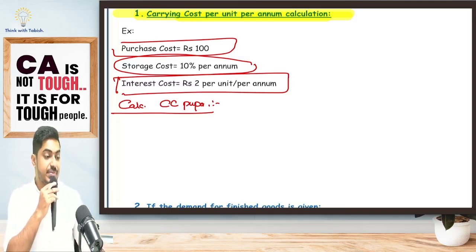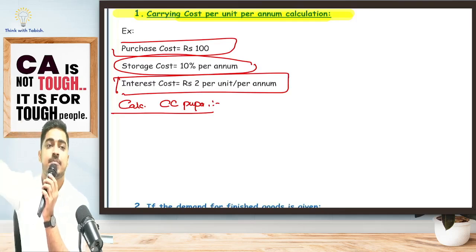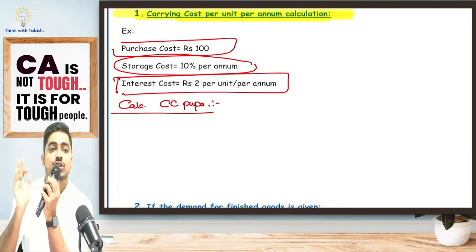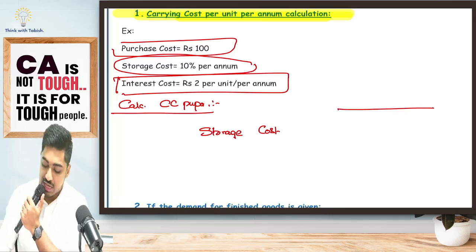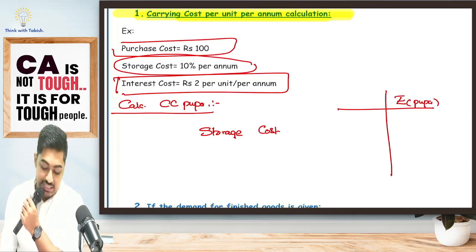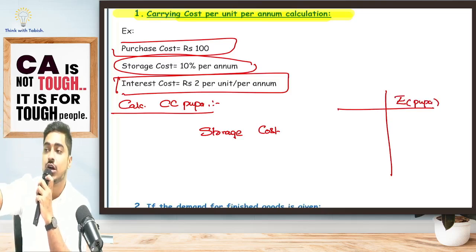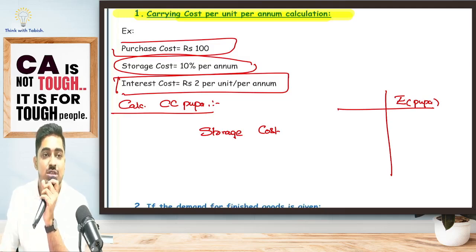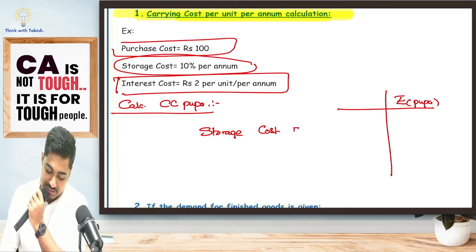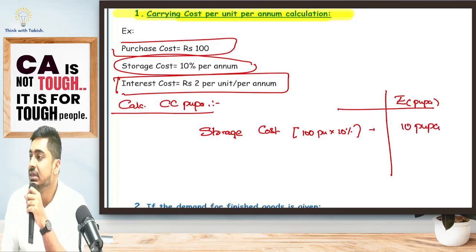Yes, everyone. My carrying cost is going to be 12 rupees. Simple. I want my carrying cost. Storage cost is given. Tell me whether storage cost is going to be part of my carrying cost. Yes. I want my carrying cost in terms of rupees per unit per annum. How is my storage cost given? A percentage is given. Whenever you see a percentage, on which amount will you put it? Purchase price. It is 100 rupees per unit into 10 percent. How much is it going to be? 10 rupees per unit per annum. Yes or no, everyone?